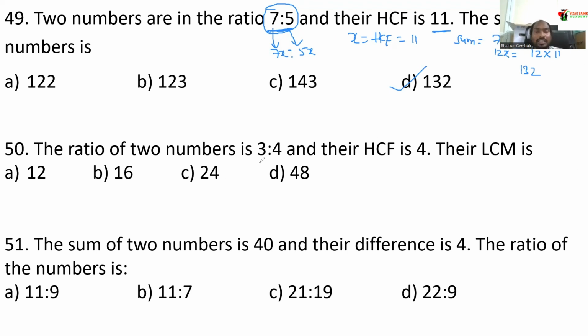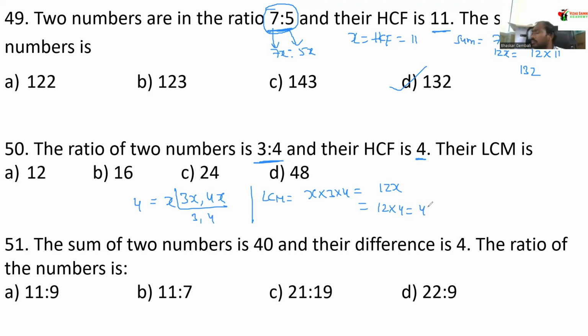The ratio of two numbers is 3:4 and the HCF is 4. We want to find the LCM. So 3 parts is 3x, and the other one is 4 parts, 4x. What is common? x. So LCM equals x into 3 into 4, which is 12x. But the HCF of 4 is already given, so the x value is 4. Therefore LCM is 12 into 4, which is 48. So the answer is 48.